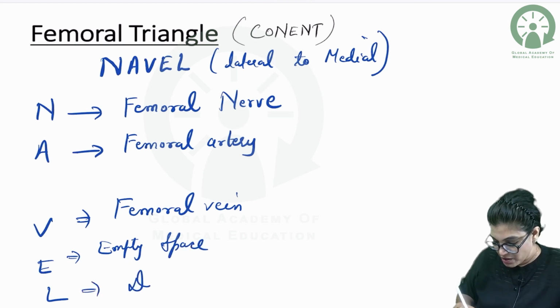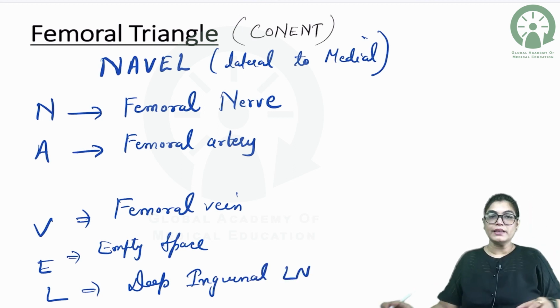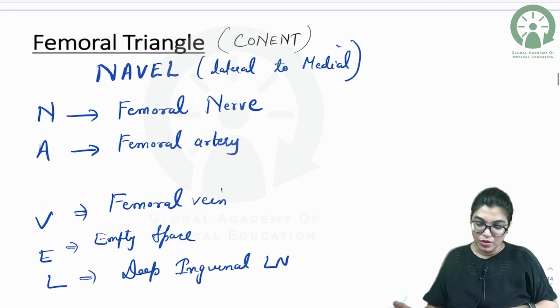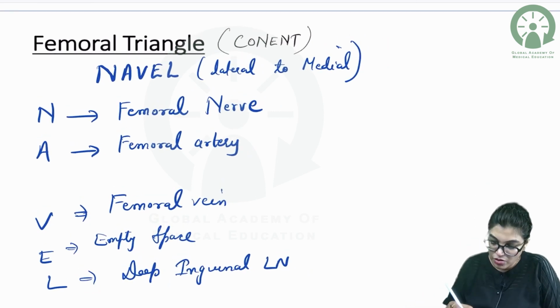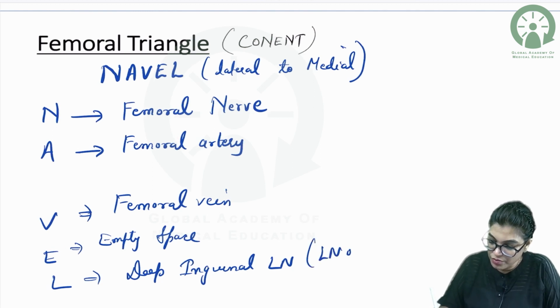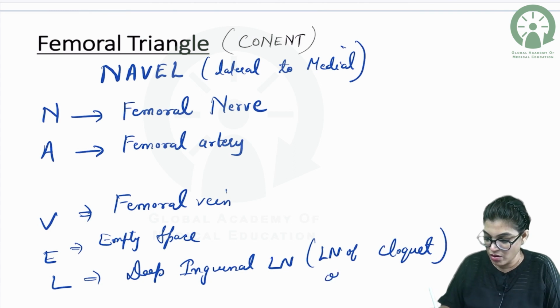Which lymphatics? Deep inguinal lymph node. Actually, deep inguinal lymph node is also called as lymph node of Cloquet or Rosenmuller.